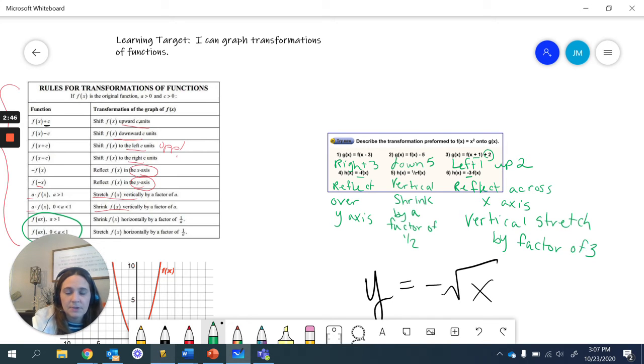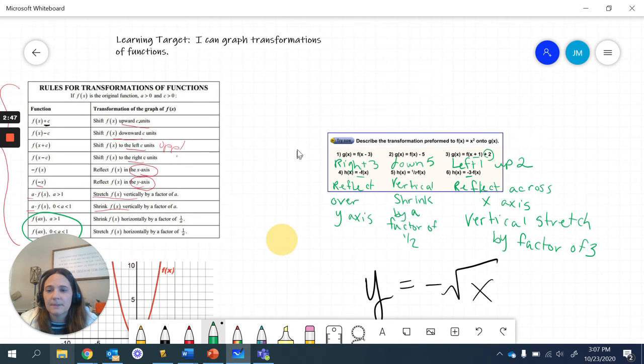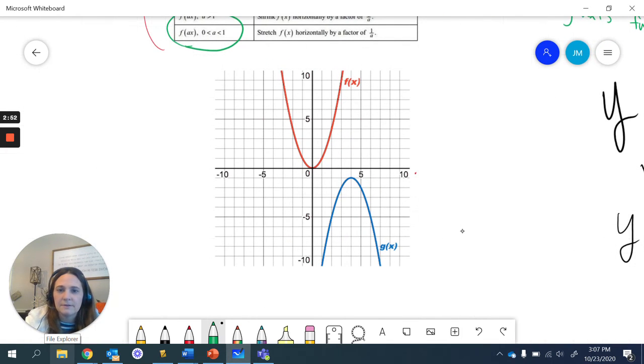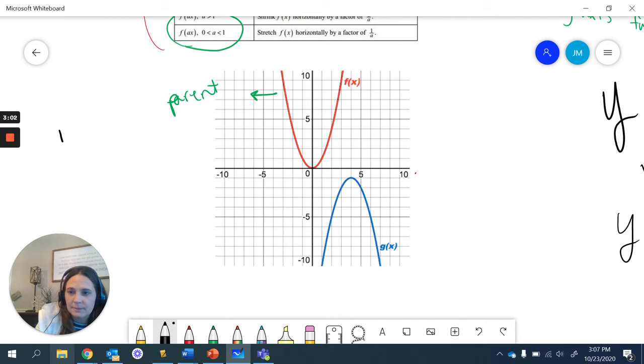Okay, so let's talk a little bit more about some of those. So here is an example where my parent function is in red, and we want to transform it to the blue. Okay, so what is happening? So I would have y equals, and we're going to do it with function notation, and then we'll do it with our quadratic.